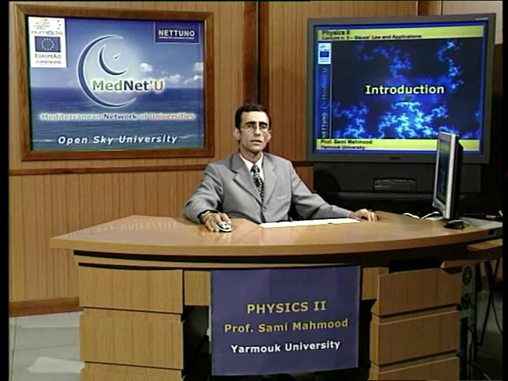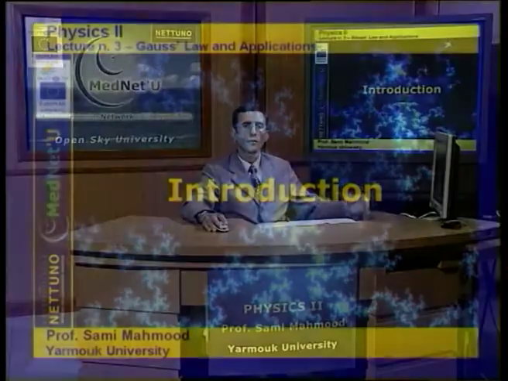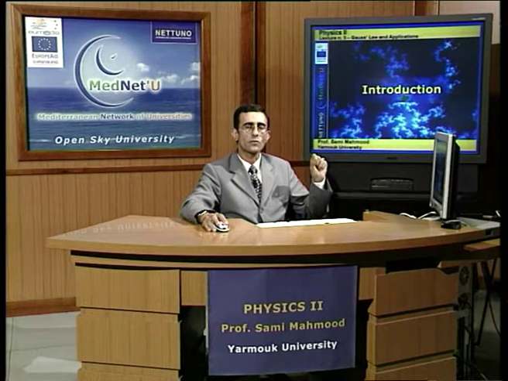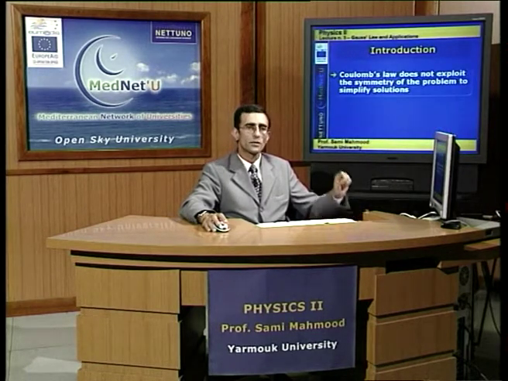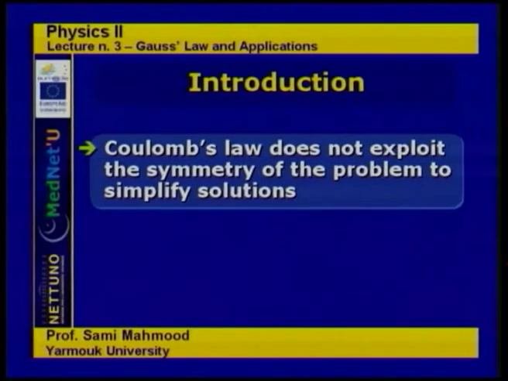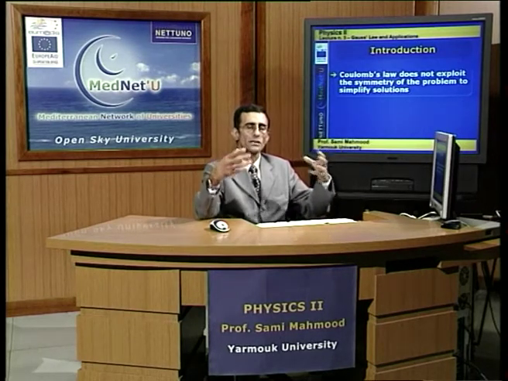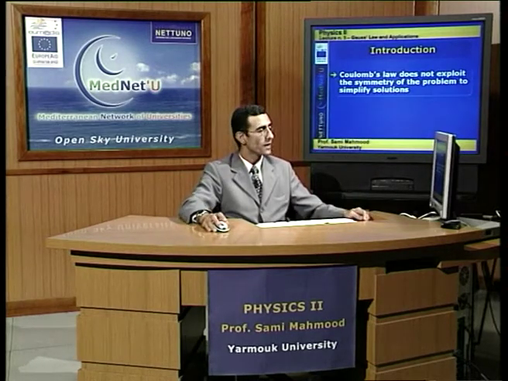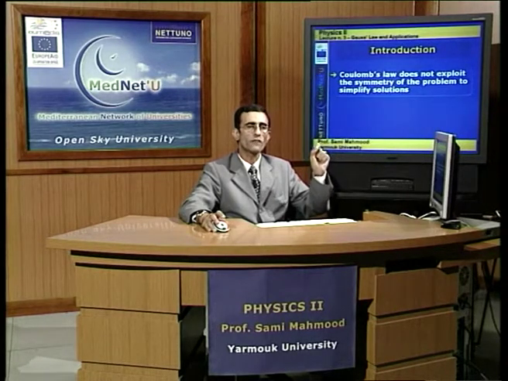In the beginning, let's mention that we have discussed previously the problems of the electric field arising from a point charge, and then we extended that definition to the distribution of charges. And that definition was based on Coulomb's law. We have noticed that Coulomb's law does not use the symmetry of certain problems to simplify them. In some cases, the distribution of charges has a certain symmetry that makes the problem easy if we take into consideration the symmetrical argument. But Coulomb's law does not deal with that because it is concerned with the evaluation of the effect of a point charge.